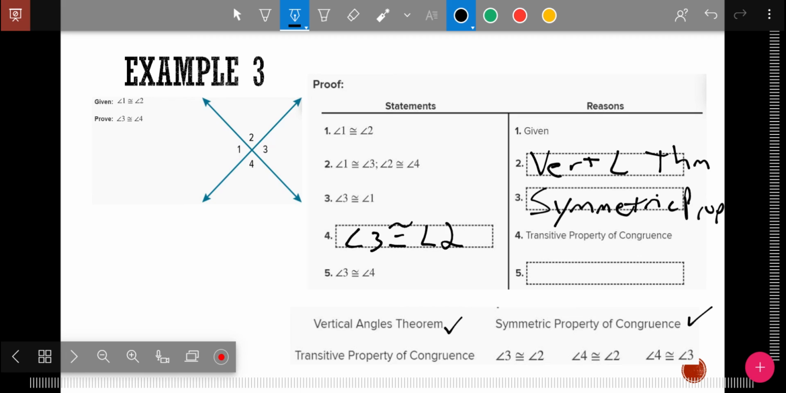Okay. And then if 3 is the same as 2 and 2 is the same as 4, then 3 is the same as 4. And again, that's transitive property. For either one of the places that they put transitive, if your brain said substitution instead, that would be just as good. So we use those 4 in our proof.